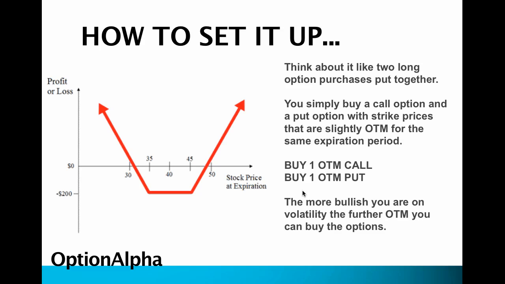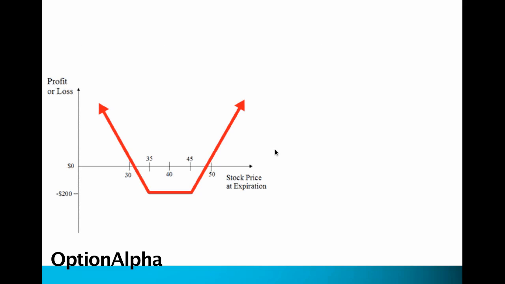The more bullish you are on volatility, the further out of the money you can buy these options. Now, when I say that we're going to buy these slightly out of the money, it doesn't mean that you can't go out and buy options even further out at, let's say, 30 and 50. But the more bullish you are, you can buy these further out, and obviously the better risk reward or the better return on your money that you're going to get.